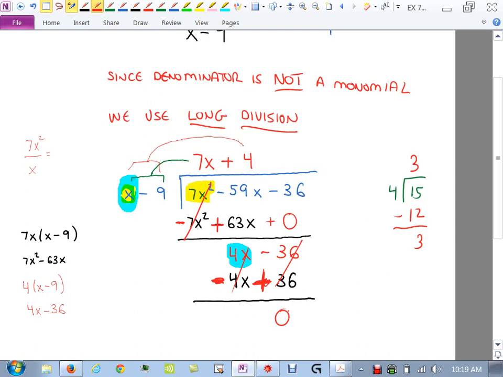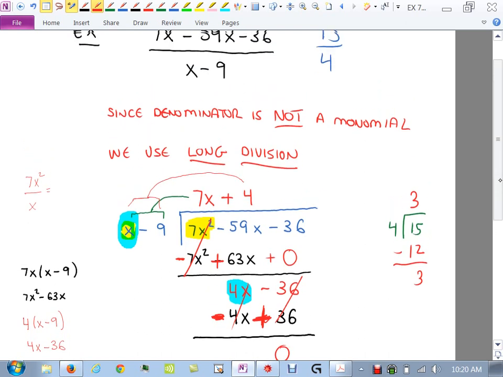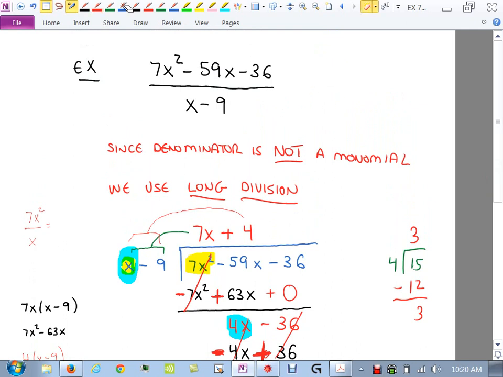So this was like 15 divided by 3. Remember 15 divided by 3 is 5 and nothing left over? Well, 7x squared minus 59x minus 36 divided by x minus 9 is 7x plus 4 with no remainder. That's a lot more difficult than monomial division, right? So what's the answer? I come back up here. What is the answer? The answer is 7x plus 4. Box it.